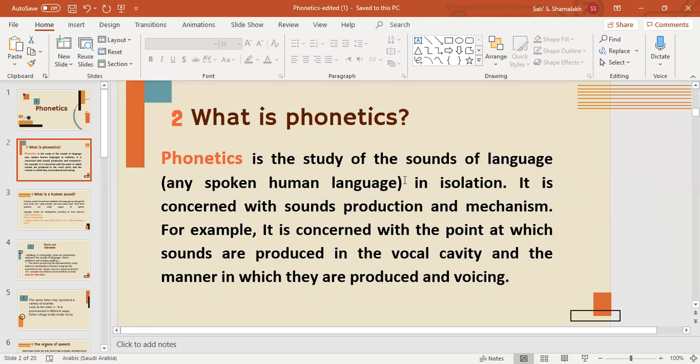So again, phonetics is the study of sounds of language, of any spoken language, in isolation. Each sound is described alone, okay? It is concerned with the sounds production, كيف تنتج الصوت, and mechanism, okay? For example, it is concerned with the point at which sounds are produced in the vocal cavity and the manner in which it is produced, and voicing. All of this will be explained now.